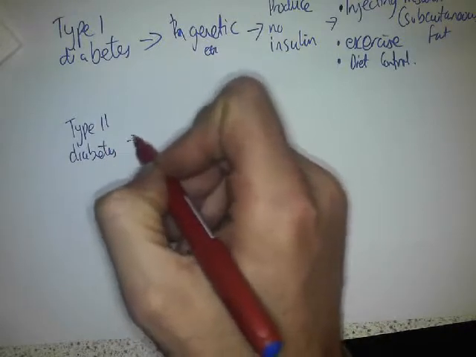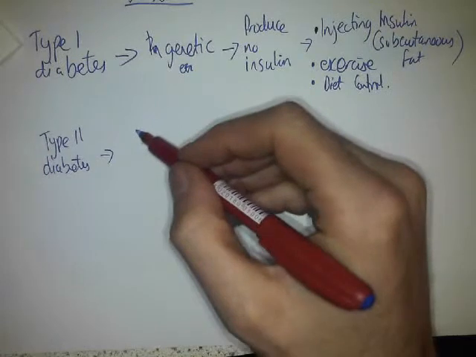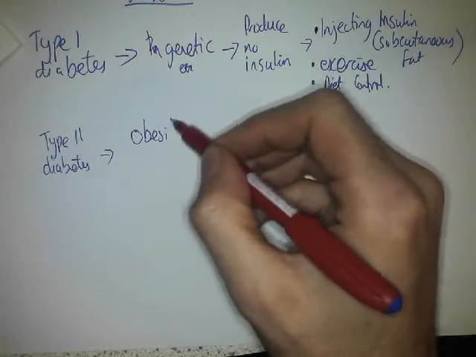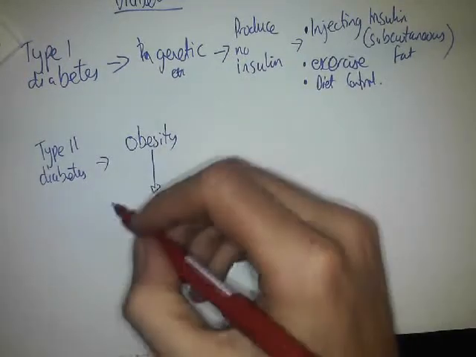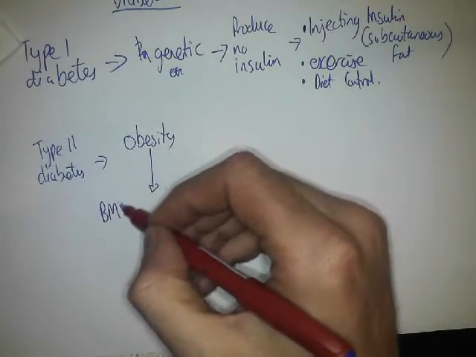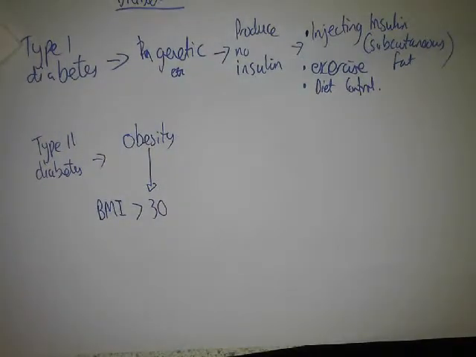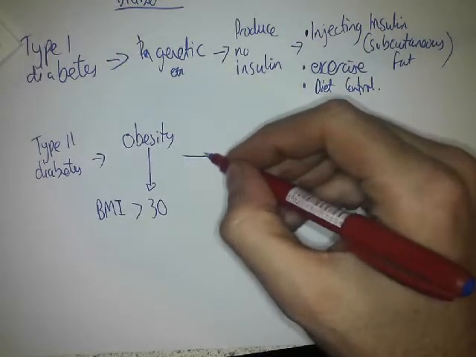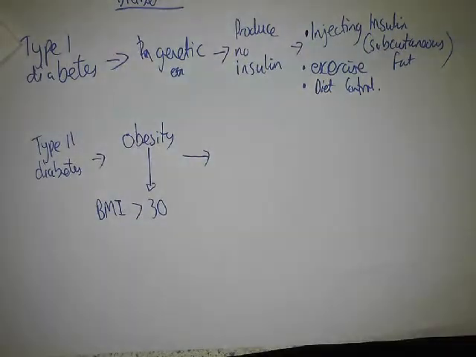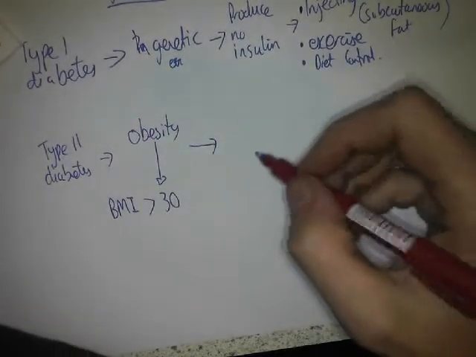Now this is a direct consequence. So while the first one was genetic, type 1, type 2 is a direct consequence of obesity usually. What is obesity, are you asking? Well, obesity is a BMI greater than 30. And then you are clinically obese, and then you have a higher chance of having type 2 diabetes. So what is going on?